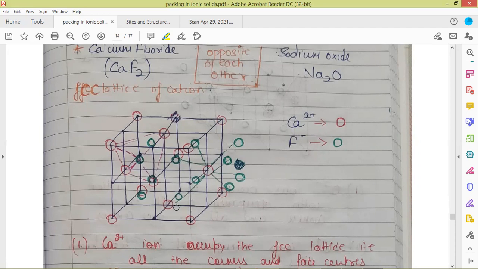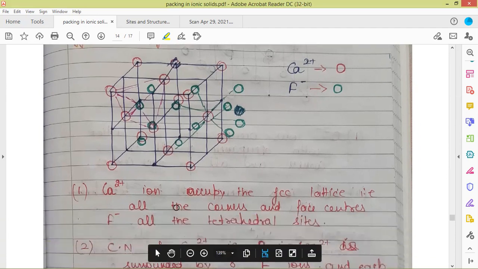So there are just 4 octahedral sites. So octahedral sites cannot be occupied. There are 8 tetrahedral sites. So all of the tetrahedral sites are going to be occupied by the fluoride ions.